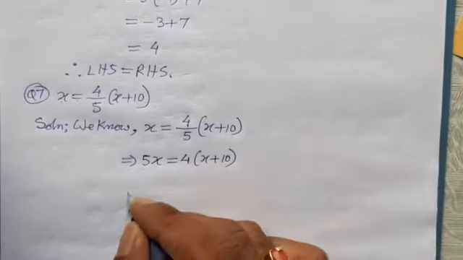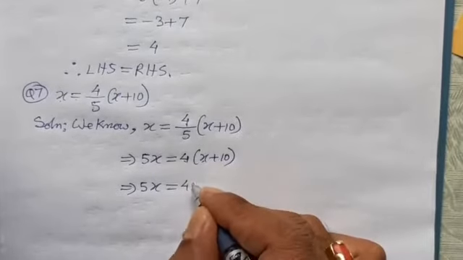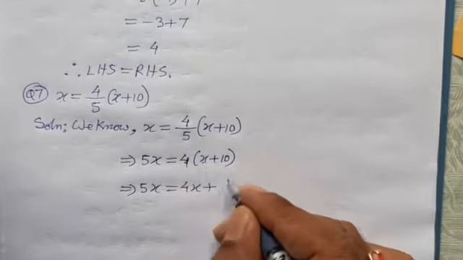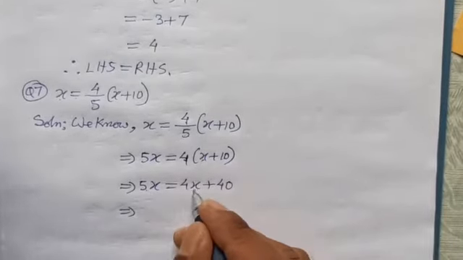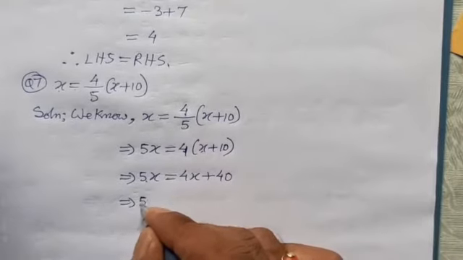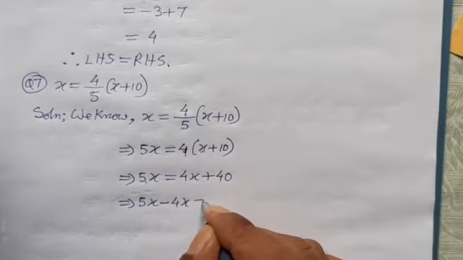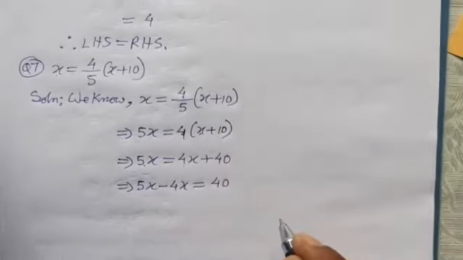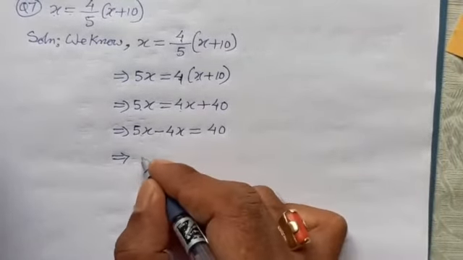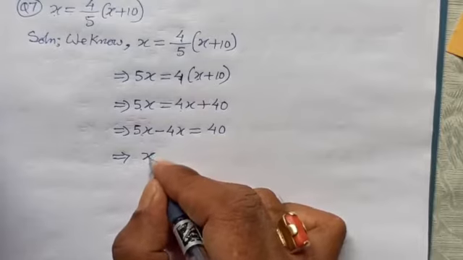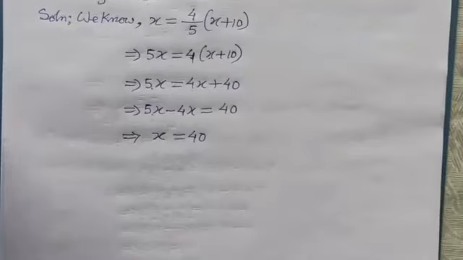Then next steps. 5x is equal to 4 into x is 4x, 4 multiply 10, then we are getting 40. 5x and 4x we have to keep on the same side. So 5x, 4x is transposing to the other side, then the sign is changing, minus 4x is equal to 40. This implies that 5x minus 4x, if we subtract, we are getting 1x. 1 we do not write, so x is equal to 40. Now check.